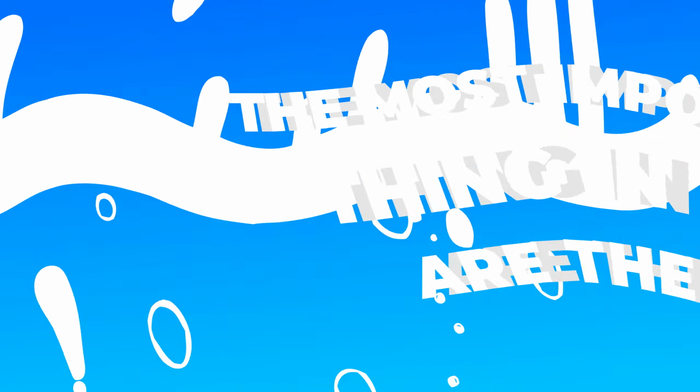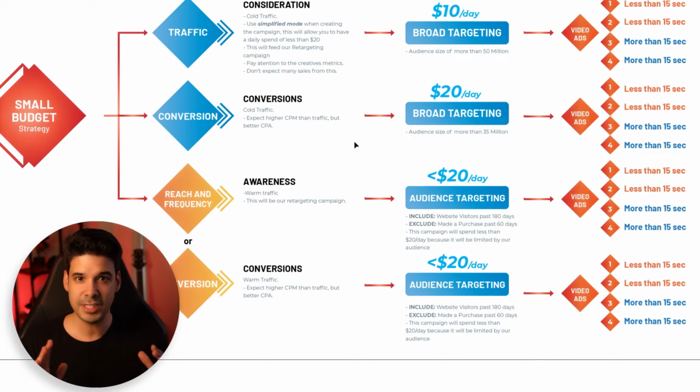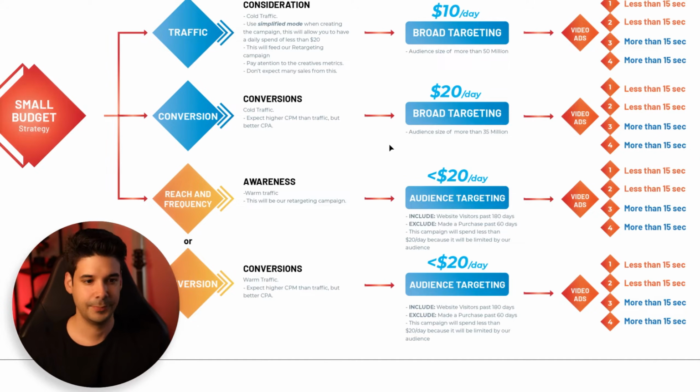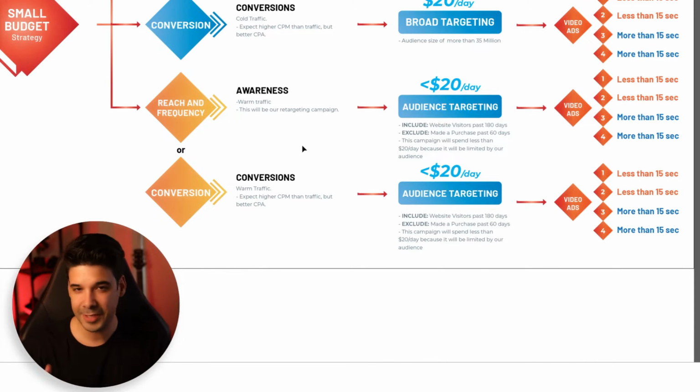And remember that the most important thing on TikTok is the creatives. If your video is great, it doesn't matter who you show it to. It doesn't matter the targeting that much. But if the video sucks, don't expect to get too many sales, even if you target the specific perfect group. Now you're also going to have 4 videos in this ad group, 2 less than 15 seconds and 2 of more than 15 seconds. And then for the final campaign, you have 2 options.